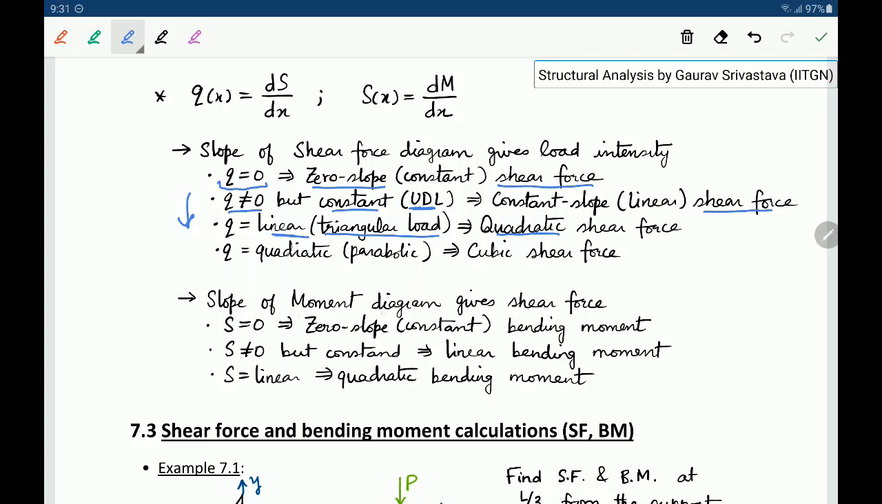Similarly, the slope of a moment diagram gives shear force, which means that if shear force is 0 in a particular span, the bending moment will be constant. Now the bending moment may be 0 or non-zero, but it will be constant. Similarly, if shear force is not equal to 0 but constant, then the bending moment diagram will be varying linearly. If the shear force is linear, the bending moment will vary quadratically or parabolically, right? And again, one can build upon this further to see that if the shear force diagram has a certain shape, what will be the shape for the bending moment diagram.